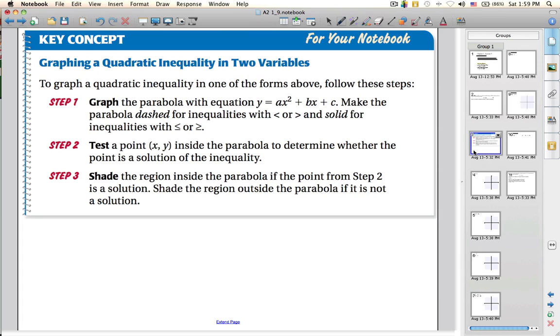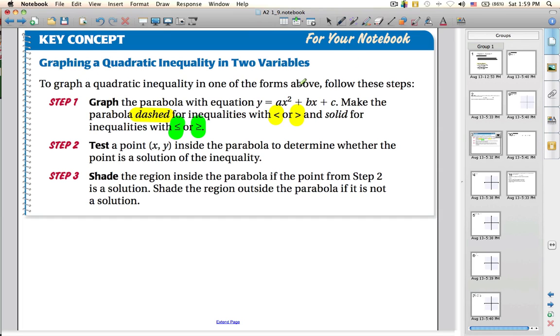But for now, we want to talk about how you graph a quadratic inequality. First, you graph the inequality as if it's an equation. Take the inequality sign. Our inequality signs again are less than, greater than, less than or equal to, and greater than or equal to. Remember that if it is less than or greater than, it'll have a dashed, or dotted, line. And what that means is that the boundary line is not part of the solution.